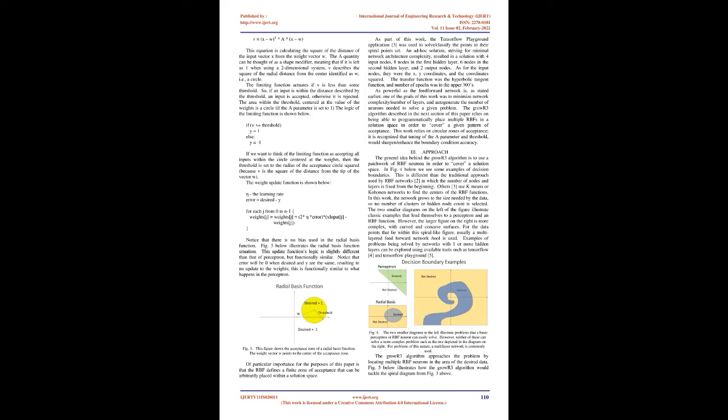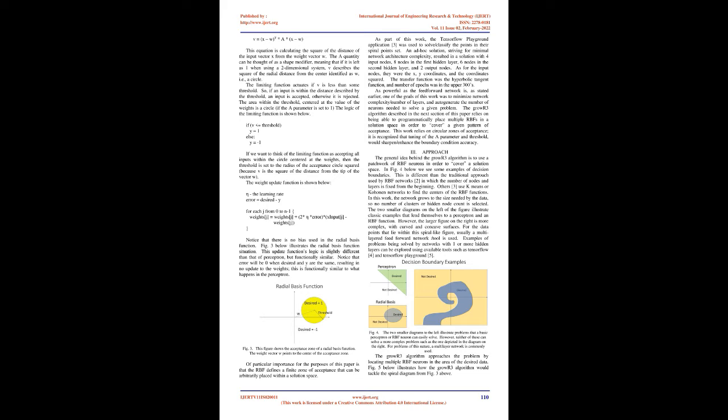3 approach. The general idea behind the GROR3 algorithm is to use a patchwork of RBF neurons in order to cover a solution space. In Fig 4 below we see some examples of decision boundaries. This is different than the traditional approach used by RBF networks 2 in which the number of nodes and layers is fixed from the beginning. Others 3 use k-means or Kohonen networks to find the centers of the RBF functions. In this work, the network grows to the size needed by the data, so no number of clusters or hidden node count is selected.